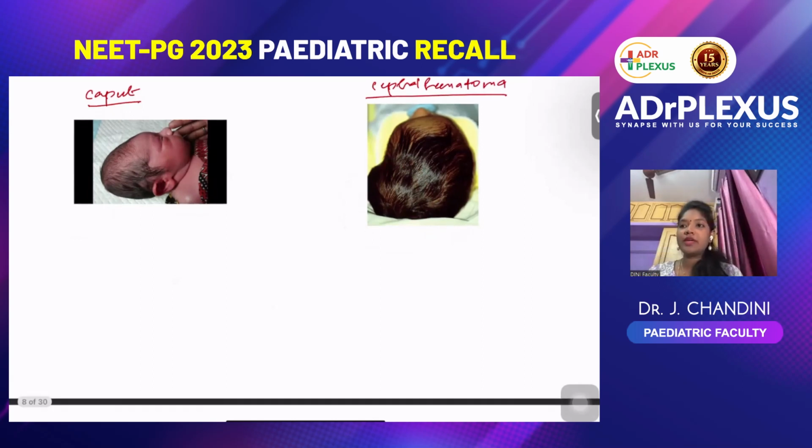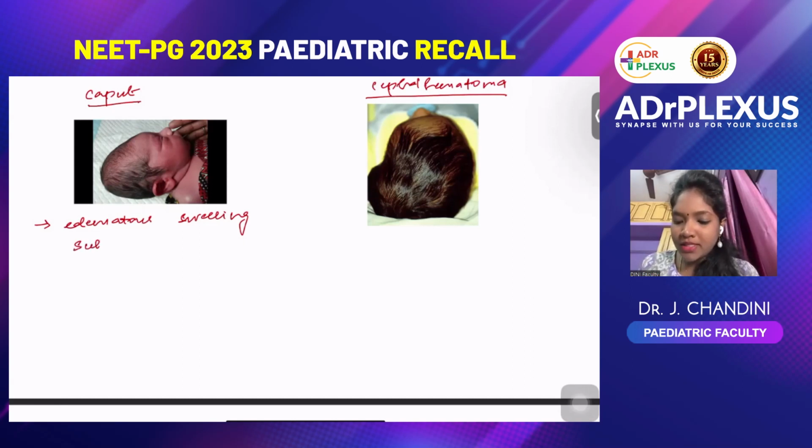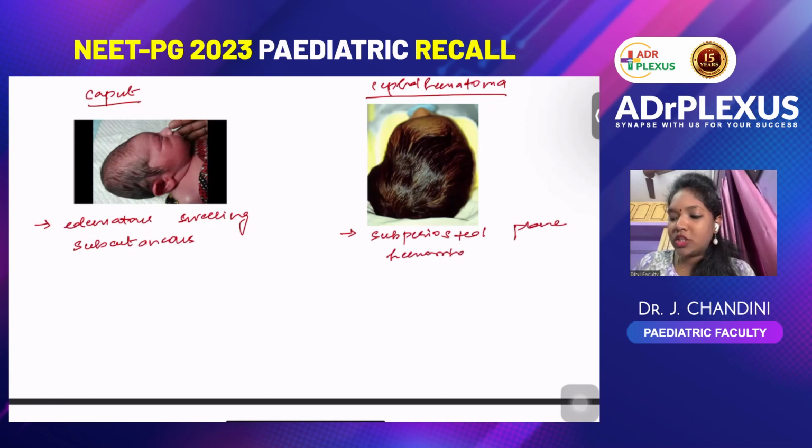Now, how to differentiate? What are the differentiating features of caput and cephalhematoma? If you see here, what is caput? It is an edematous swelling. This occurs due to the process of birth. During the process of birth, the baby will develop the swelling. And what is the plane? The plane is subcutaneous. What about cephalhematoma? What is the plane? It is subperiosteal. Okay. And what is the content? It is hemorrhage. It consists of blood. So it is a subperiosteal hemorrhage.